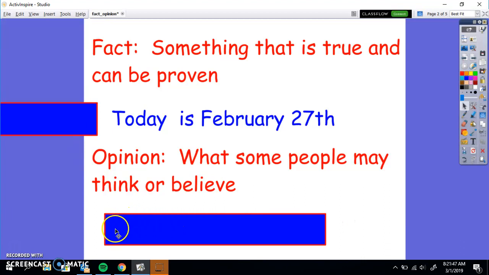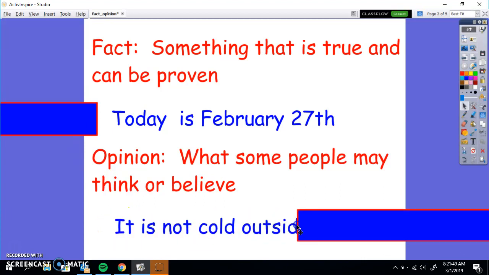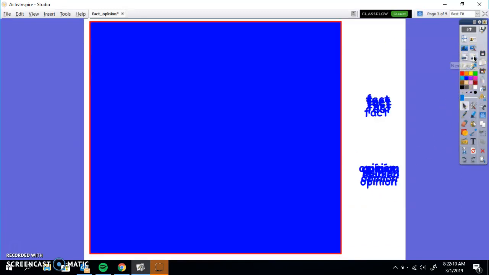An opinion, on the other hand, is what someone may think or believe, such as it is not cold outside. This is an opinion because it can't be proven, even if the temperature is, say, below freezing, 30 degrees or 10 degrees. It is the individual's belief that it's cold outside because other people could think that it is not cold. Let's practice for a little bit.